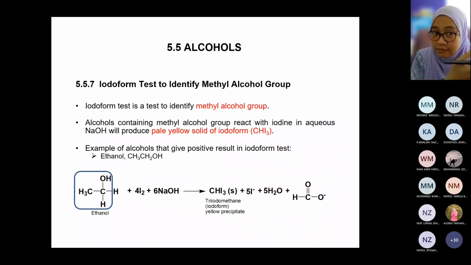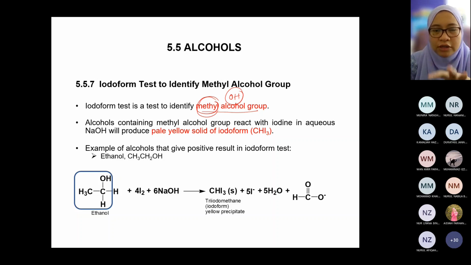Done. So far kita ada Lucas and then we have oxidation. Next, last one will be iodophone test. Okay, iodo stand for iodine lah. That means we will use iodine in this test. Iodophone test is a test to identify methyl alcohol group. Okay, so iodophone test is rather specific test. Sebab dia not only to differentiate the alcohol, dia sebenarnya bukan semudah itu, dia lebih spesifik. Dia detect the methyl and also the OH.